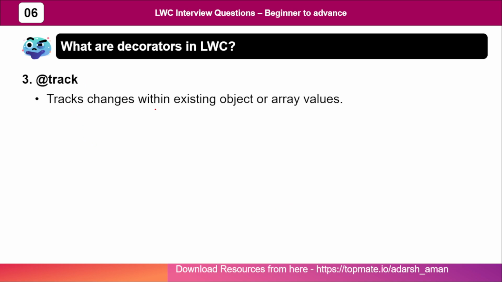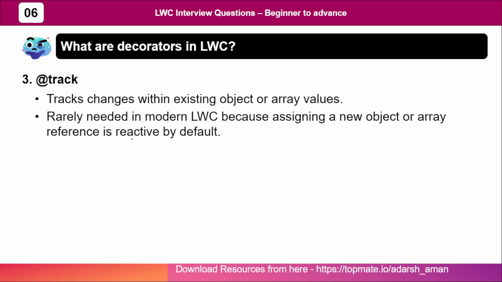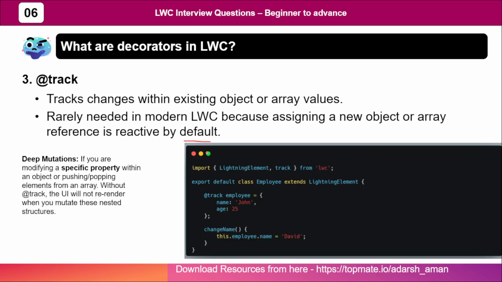The next one is @track. It tracks changes within existing object or array values. Rarely needed in modern LWC because assigning a new object or array reference is reactive by default. So in the old implementation we used to use the track property. So when any property value gets changed, it will re-render on the HTML. But in modern LWC, most of the properties are tracked by default, so you don't have to write it every time.